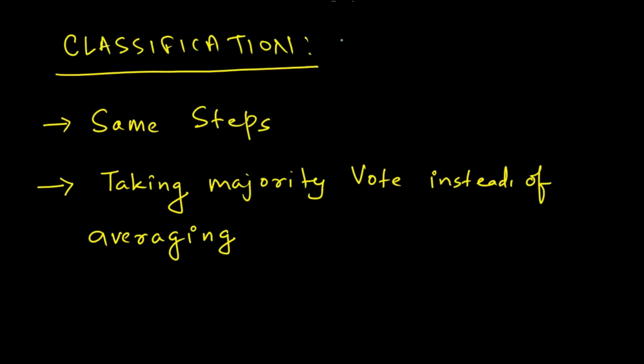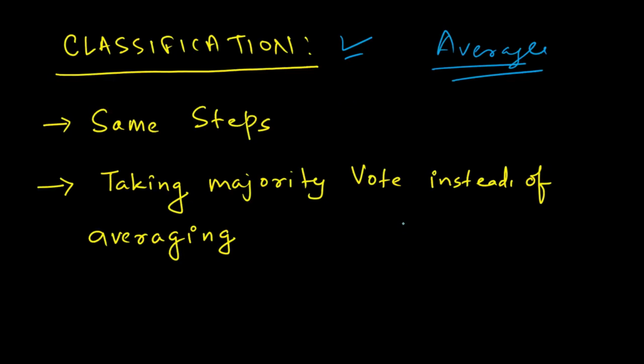Now, it can well be used for classification. We learned how to do it in a regression problem, but in classification the steps would be the same, except that instead of averaging, you take the majority vote. Pretty similar to how you fit a decision tree. In classification, a decision tree is different from a regression decision tree, right? In a classification decision tree, you take the majority vote instead of the averaging, right?